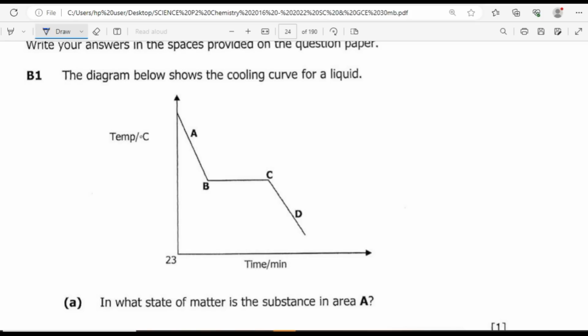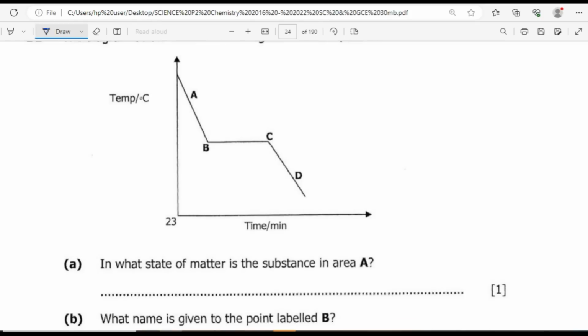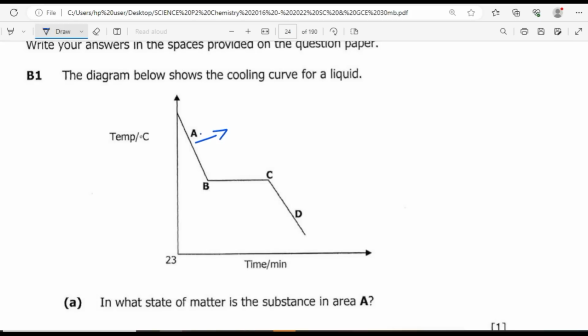The diagram below shows the cooling curve for a liquid. So the cooling curve gives us the picture of how a substance is cooled. If you look at the cooling of a substance, we are looking at what happens to it if a certain amount of heat is removed. So let's analyze this. The slanting line touches the y-axis, and we are showing the cooling curve for a liquid.